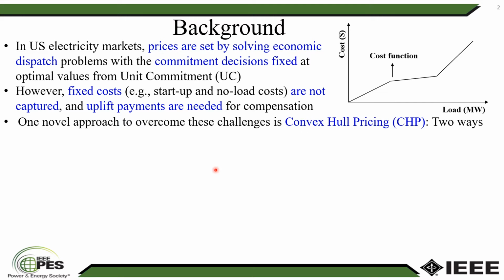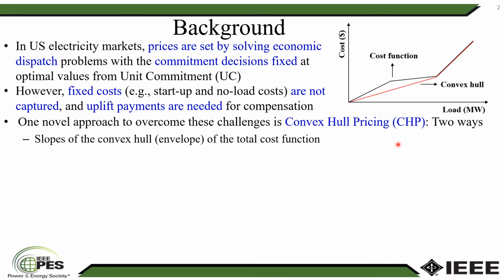One novel approach to reduce uplift payments and get more accurate prices is convex cell pricing. There are two methods of getting convex cell price. First is by slope of the convex hull of the total cost function. The red curve on the figure on the right shows the convex hull, and its slope gives us the convex hull price. As you can see, the slope of the convex hull is monotonically rising.